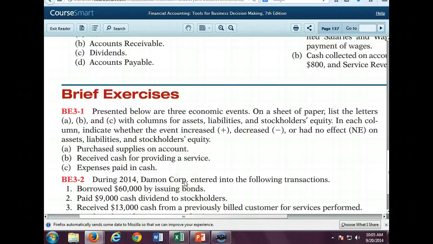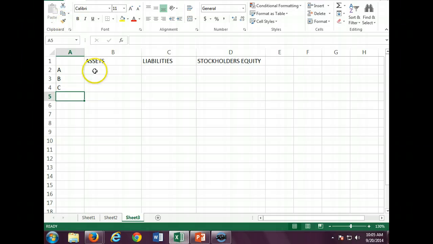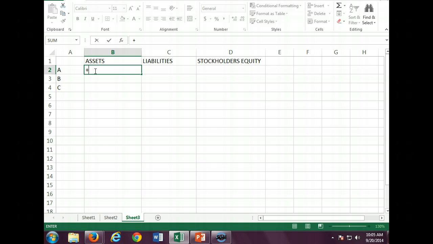Asset. So we're going to increase our assets, right? When we purchase supplies on account, are we using cash or is it an accounts payable? Accounts payable. What happens to our accounts payable? They go up. We're purchasing supplies on account. They're going to go up.